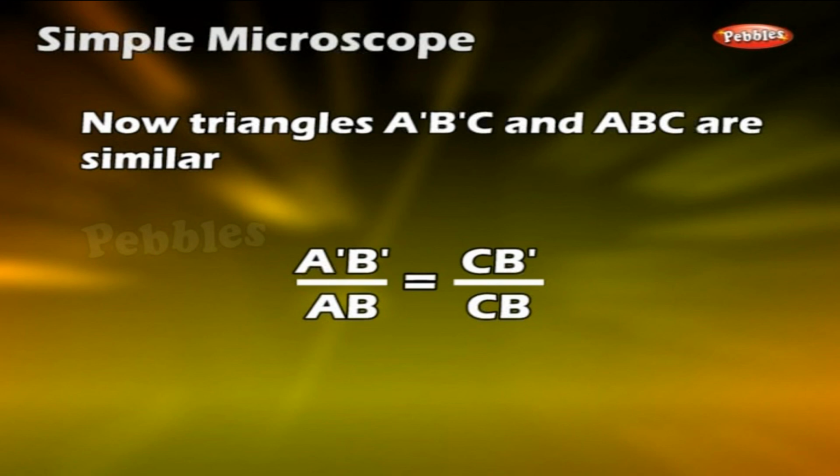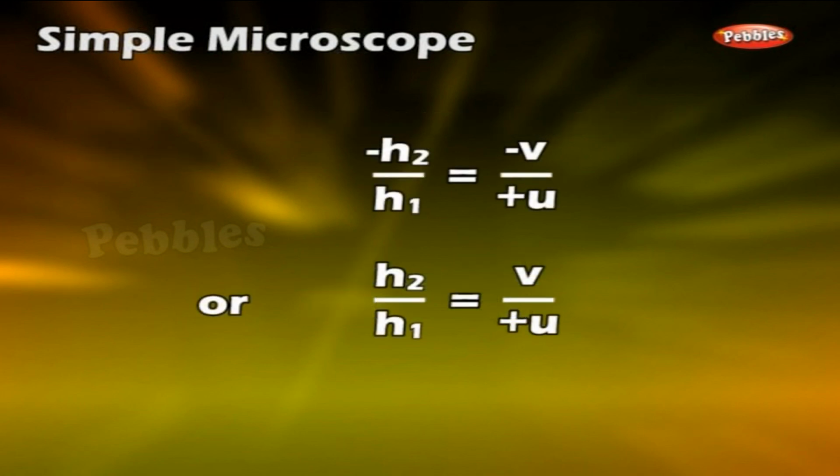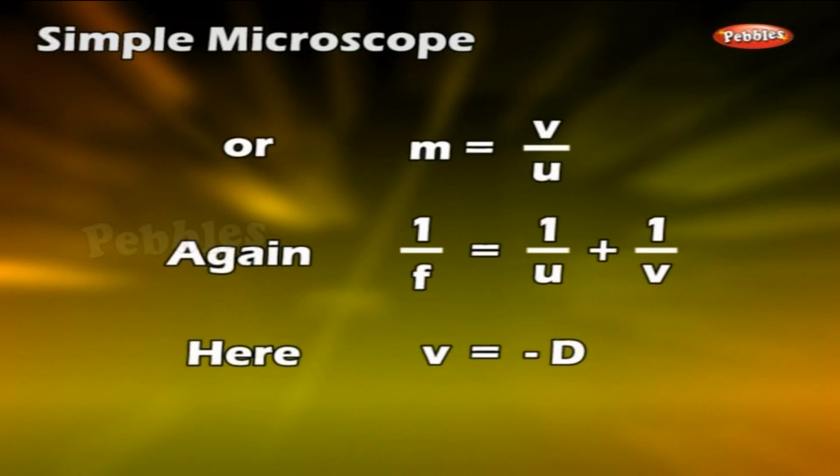A'B'C and ABC are similar. Therefore, A'B' by AB is equal to CB' by CB. Minus h2 by h1 is equal to minus v by plus u, or h2 by h1 is equal to v by u, or m is equal to v by u.